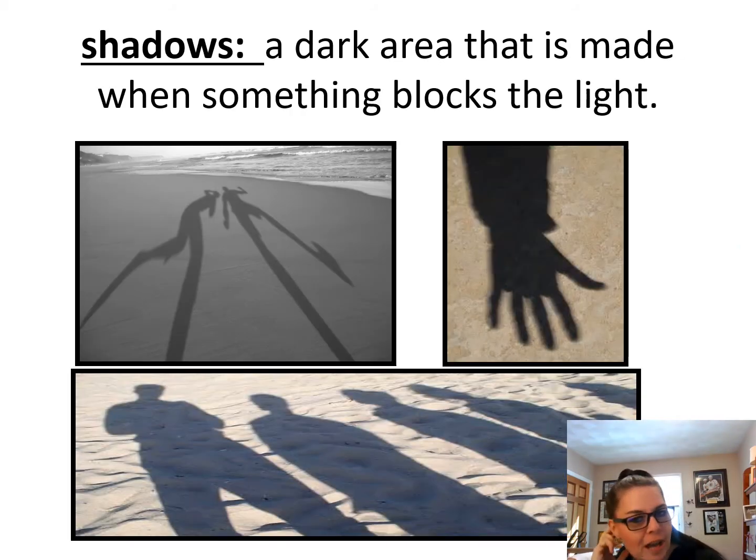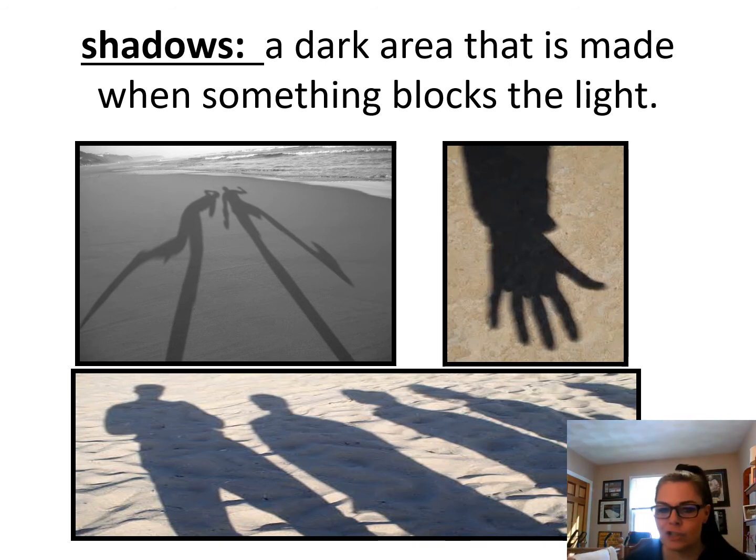Our next word is shadows. A shadow is the dark area that is made when something blocks the light. So if you put your hand between the light and you, you'll make a shadow. There are some pictures of some different shadows people made.